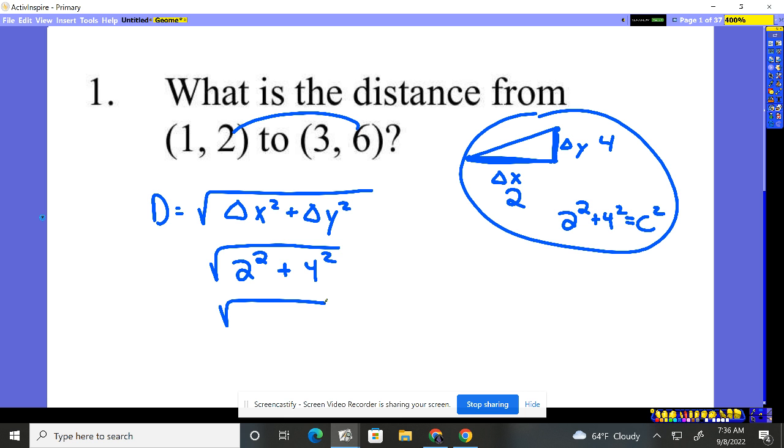So here we have 4 plus 16, so the square root of 20 is going to be our answer for the distance between these points, which when we grab a calculator, is about 4.47. So we'll just say it's about 4.5.